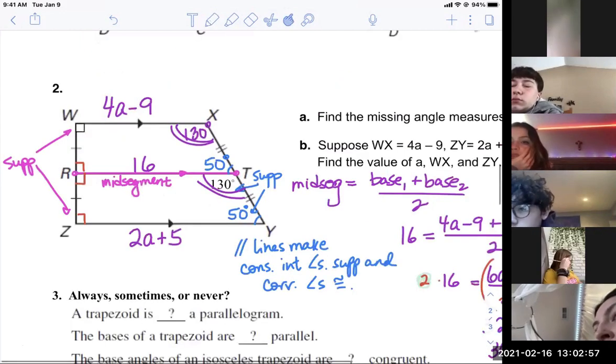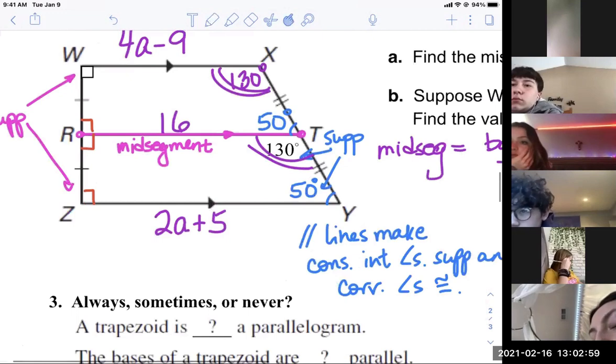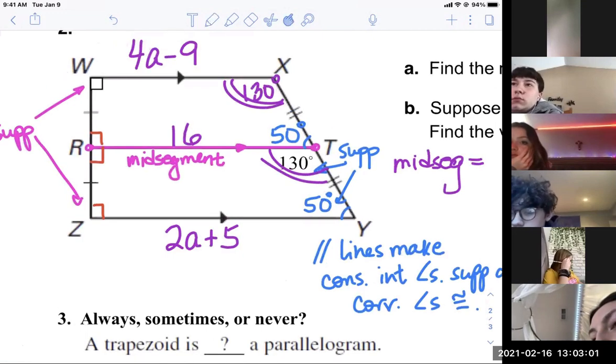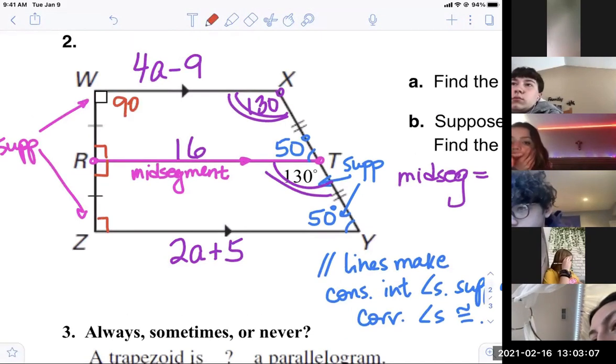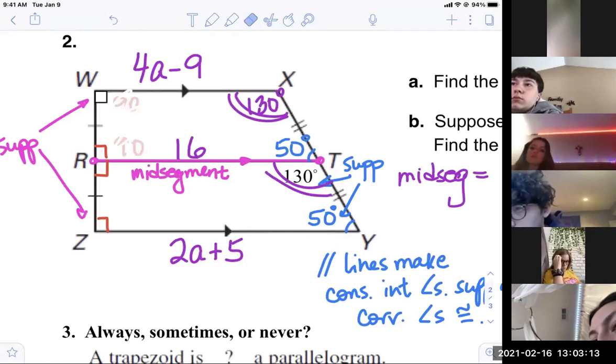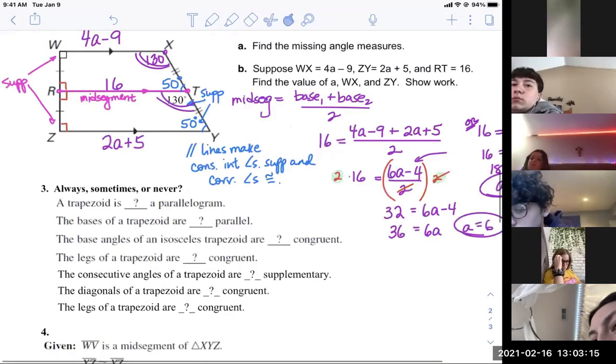But remember that you don't have to have congruent base angles unless it's an isosceles trapezoid. So this has a 90, a 90, a 130, and a 50. So it's not isosceles. It's not always the case that the base angle pairs have to be the same.